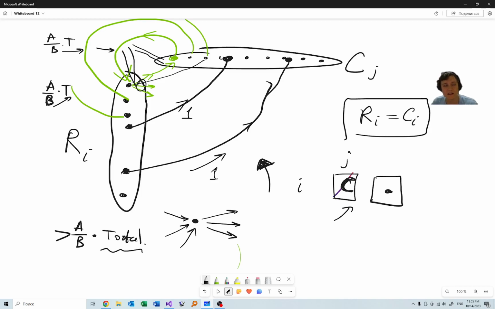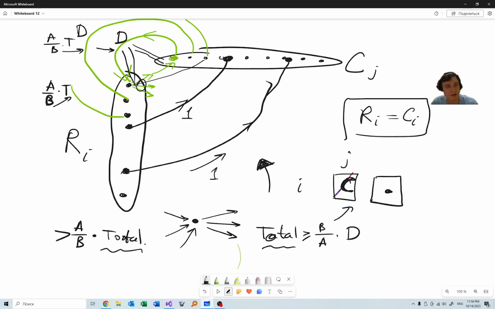So instead, we can just fix, we choose the capacities of all these edges. Let's call them, I don't know, D. D is the capacities of all green edges. And after that, we find the maximum flow, so the maximum sum of flows through the green edges. And what we want is the total to be at least A over B times, no, B over A times D.